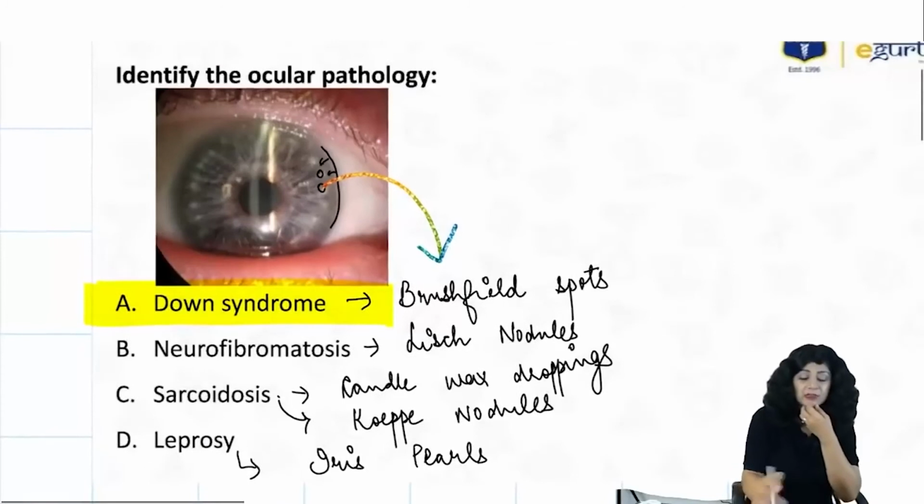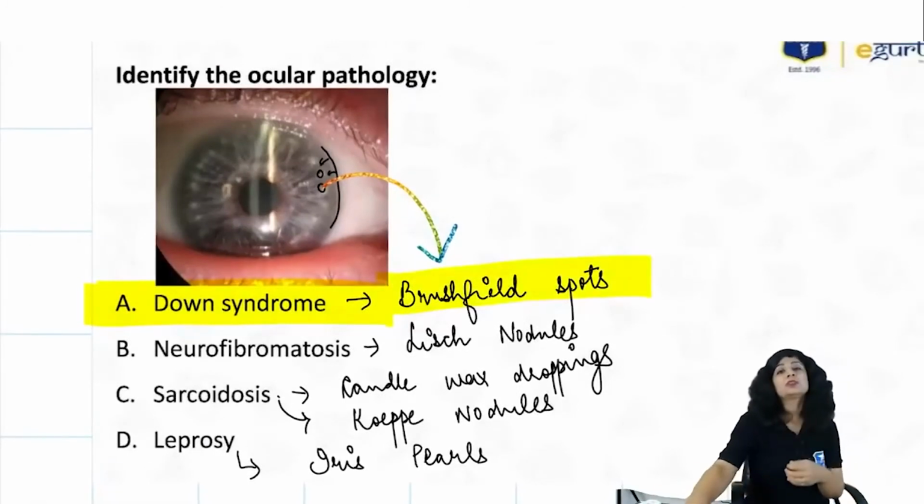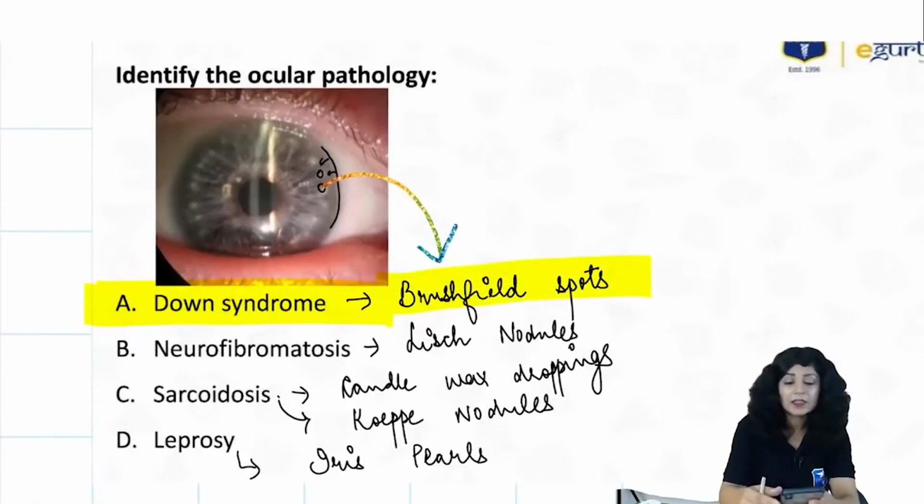Because these are the Brushfield spots, the answer will be Down syndrome. Is it clear now? Yes. Is it visible?